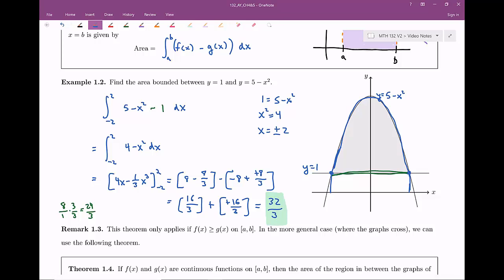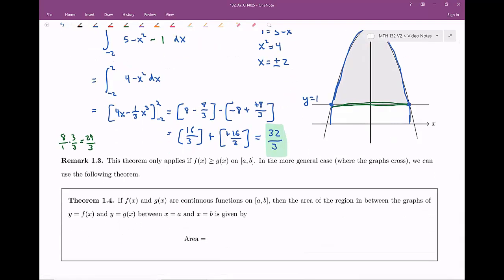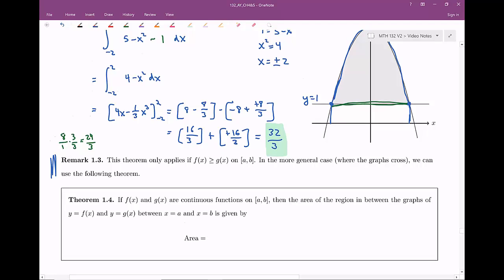All right, so this was actually a relatively nice situation. The claim is that this theorem is pretty limited though, right? It only applies if we have one function that's the big function the entire time, like f of x, and one function that's the small function all the time, like g of x. But there are more general cases, like when graphs cross and things like this. And in that case, we need to use an upgrade theorem.